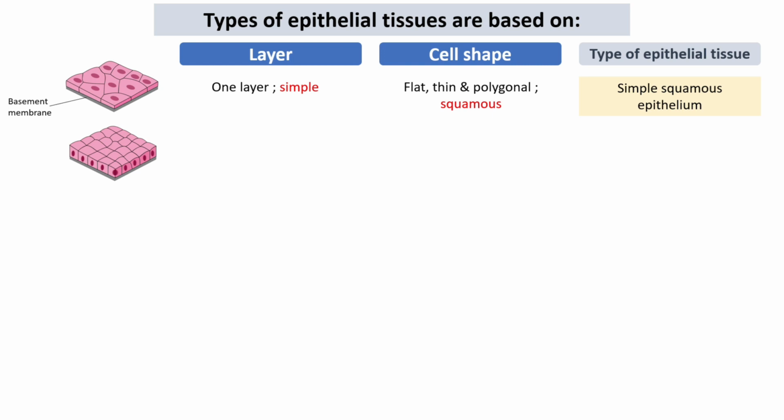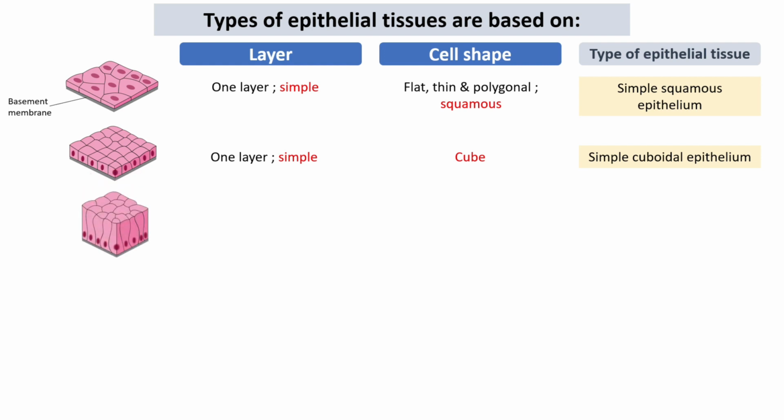In this diagram, the tissue also has one layer only, so it is simple. The cell shape is cube-like shape. Therefore, the epithelial tissue is known as simple cuboidal epithelium. In this diagram, the tissue also has one layer only, so it is simple. The cell shape is tall or column-like, therefore, the epithelial tissue is known as simple columnar epithelium.